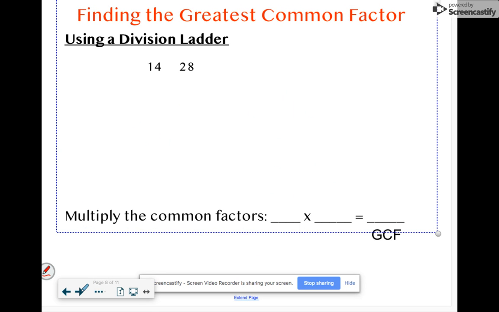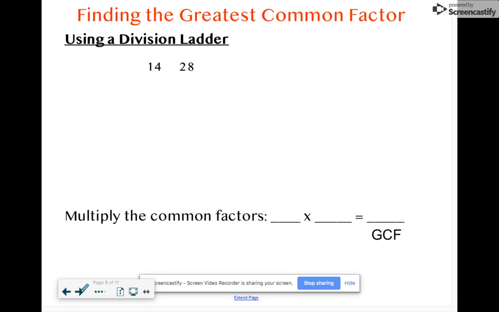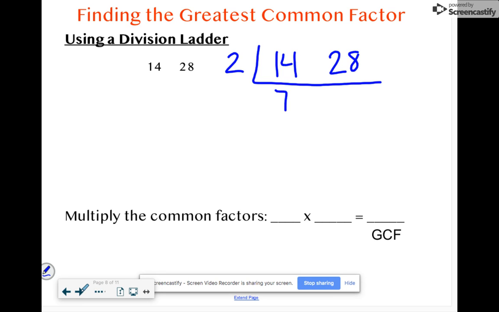The last way to find the greatest common factor is to use a division ladder. Now, I like this way the most because I think it is the easiest way. So what you're going to do is start with your division ladder. This time you are going to put both numbers in that division ladder. So now look at 14 and 28. I know that 2 goes into both of them. So half of 14 is 7, and half of 28 is 14.